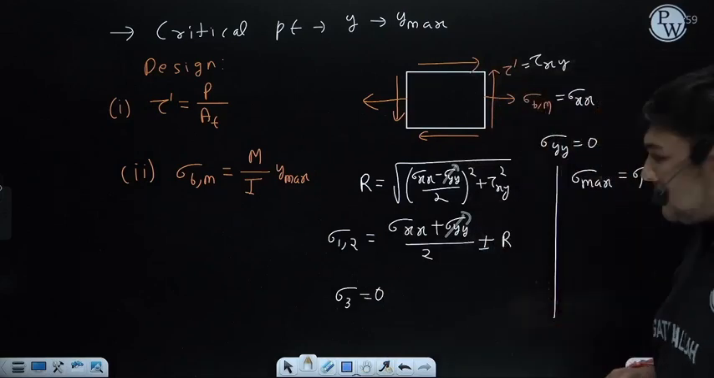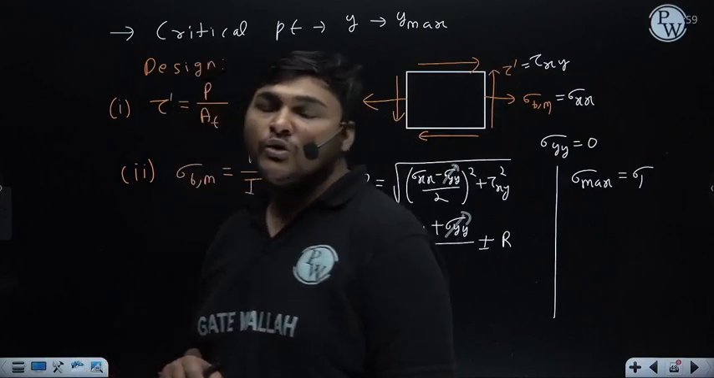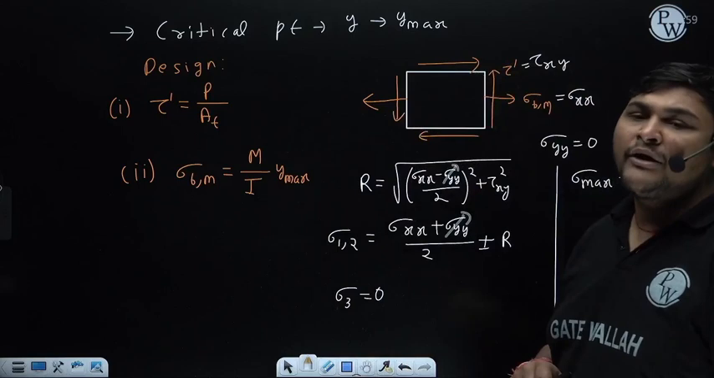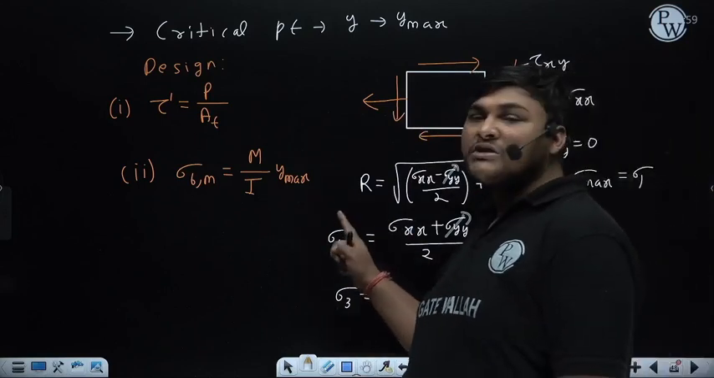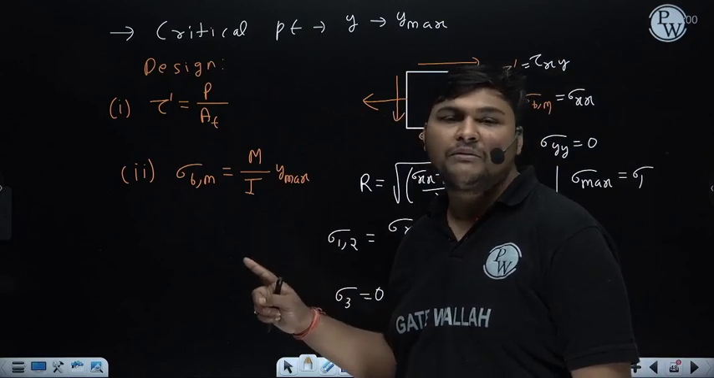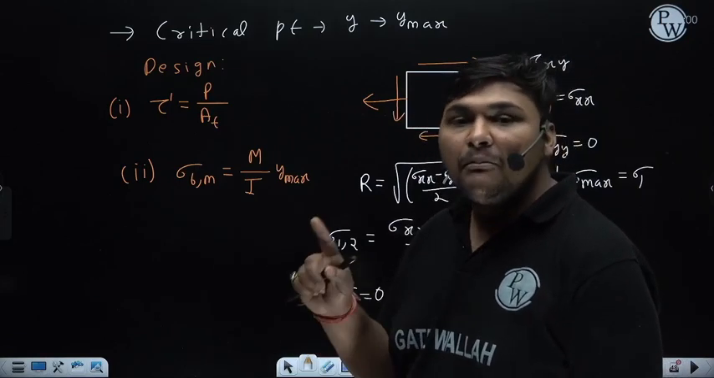But suppose the examiner is asking to design using Tresca theory of failure. For that you need to calculate the overall maximum shear stress, and the actual method to calculate it is: mod of sigma 1 minus sigma 2 divided by 2, mod of sigma 2 minus sigma 3 divided by 2, and mod of sigma 1 minus sigma 3 divided by 2. The maximum value out of these 3 values will be the overall maximum shear stress.